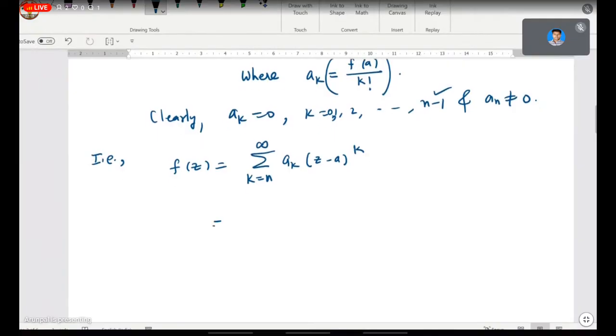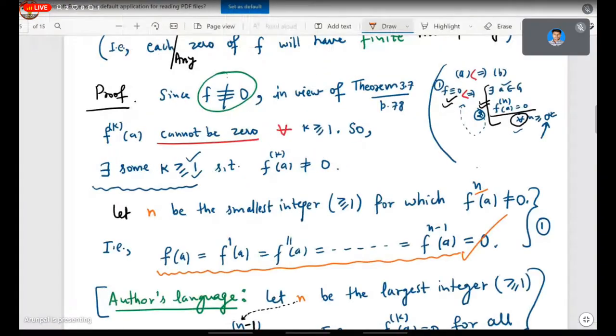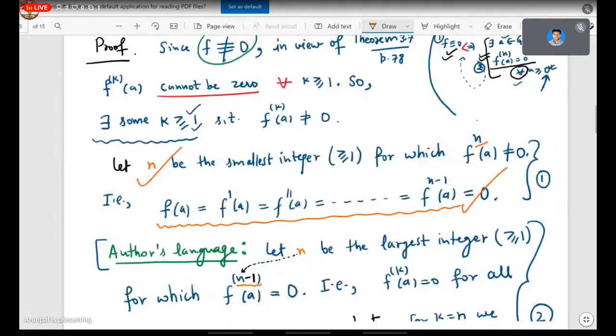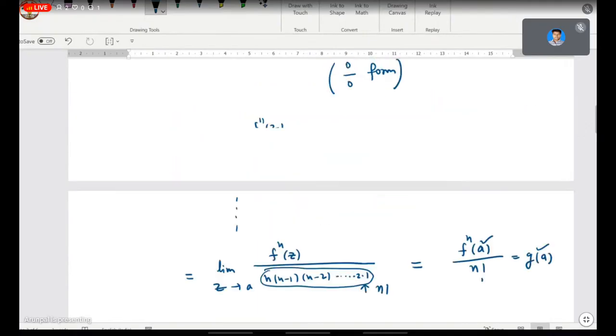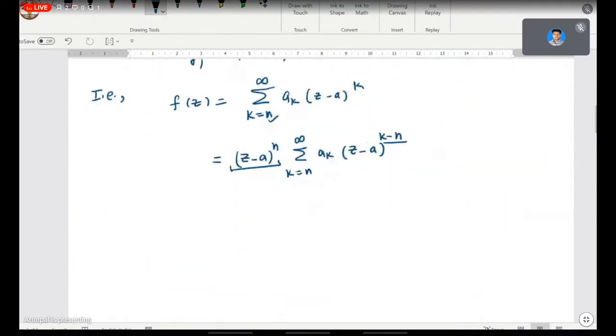Now, this is equal to, what I do, I further make use of this n. It is exactly that n, class, the identified n which we identified in the beginning. So now this is further equal to, class, summation k going from n to infinity of a_k (z minus a) to the power k minus n, times (z minus a) to the power n. I think you must have noticed, class, this is a manipulation step. I have taken this power of z minus a outside, so inside I have the power k minus n. Is this okay, class? The simple algebra.